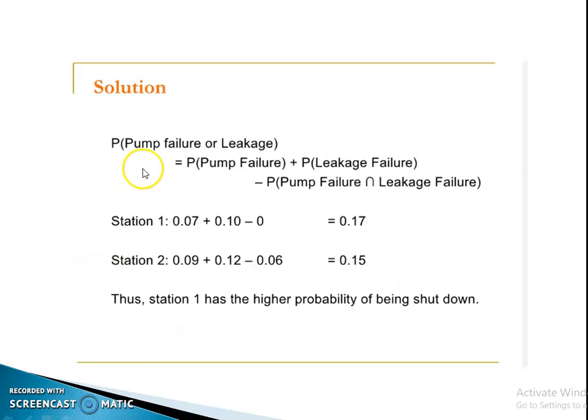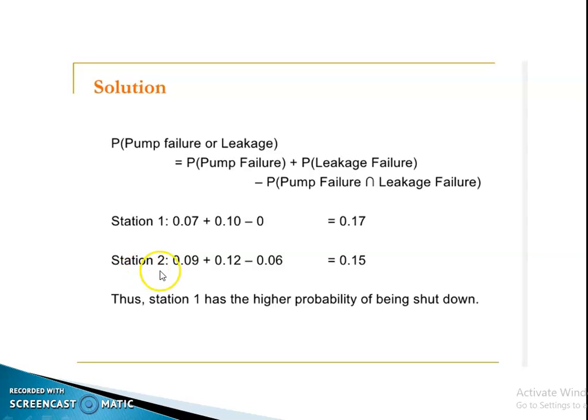Solution. We are given probability of failure or leakage, which is equal to probability of pump failure plus probability of leakage failure minus probability of pump failure intersection leakage failure. We have to find this probability. For station 1, probability of pump failure is 0.07 plus probability of leakage failure is 0.10 minus probability of pump failure intersection leakage failure is 0. Solving these probabilities, we get 0.17. So 0.17 is the probability of pump failure or leakage failure.